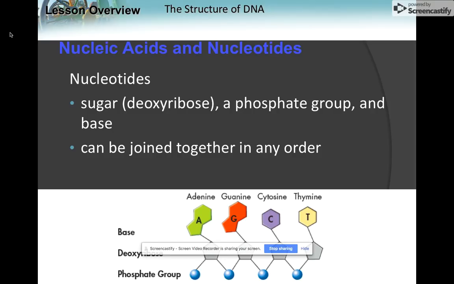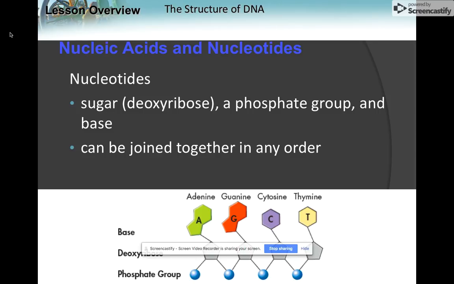Okay, so there are monomers to nucleic acids. DNA, remember, is an example of a nucleic acid, and their monomer is a nucleotide. In their structure, they have a phosphate group on the outside. Those are those little circles down there at the bottom of the screen. And then you have that connected to a deoxyribose sugar. That's the pentagon there in the middle. And then those are joined to the nitrogen base, whether it be adenine, thymine, cytosine, or guanine.